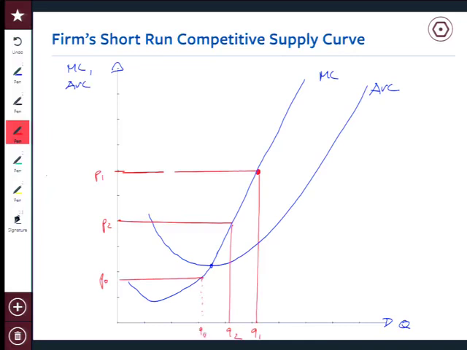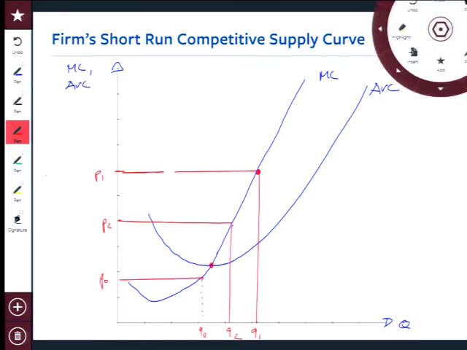Firm produce here? I'm hearing whisperings of no, which is the exact right thing to whisper right now. Why is that? Because price at this output level is less than average variable cost, so the firm should shut down.